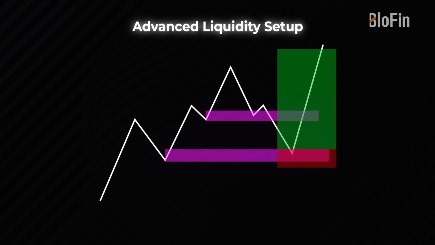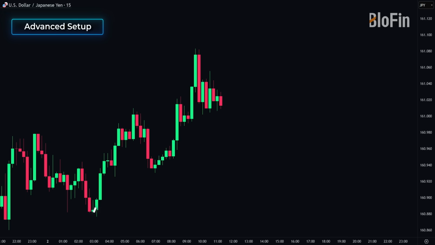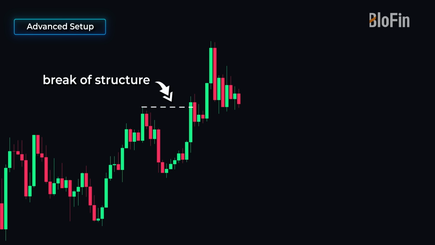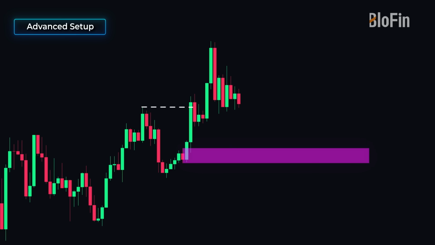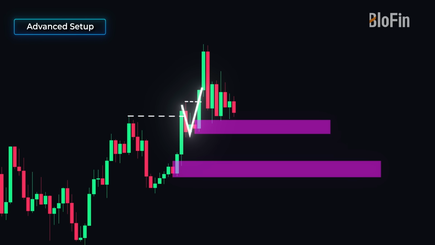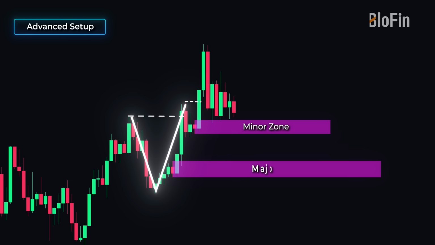So let's look at an example. In this chart, we can see that price is forming higher highs and higher lows, clearly in an uptrend. Right here, we see a break of structure, which means we can draw our demand zone at the initial move before that break, which is right here. Now, if we look closer, we can also spot another break of structure just above, meaning we can draw another demand zone before the initial move that led to that break. Since that break came from a small price swing, we classify the zone as a minor demand zone. Meanwhile, the zone below was formed from a large price swing, which makes it a major demand zone.